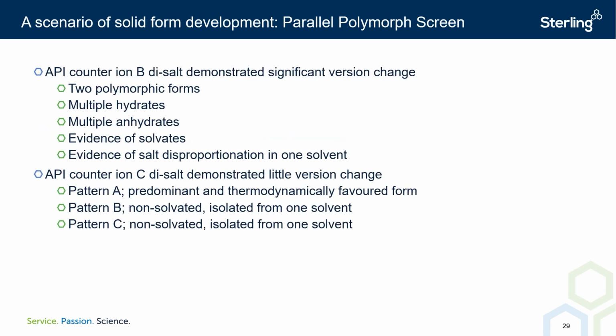Following polymorph screening of both salts, the API counter-ion B disalt demonstrated considerable propensity of version change, affording 2 polymorphic forms, evidence of solvates, multiple hydrates and multiple anhydrates, as well as evidence of partial salt disproportionation in one solvent. API counter-ion C disalt predominantly afforded one polymorphic form, identified as pattern A. Equilibration of the amorphous salt predominantly returned pattern A besides in two solvents, where patterns B and C, both confirmed as unique polymorphic forms and not solvates, were isolated. Thermal manipulation revealed pattern A to be the thermodynamically stable form of the disalt.